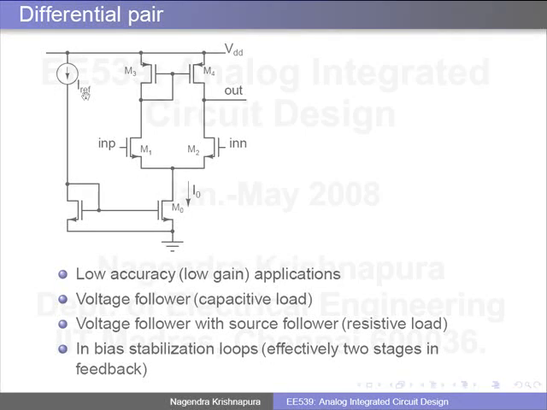If you load it with a resistor, the DC gain becomes very, very poor. That's the bottom line.